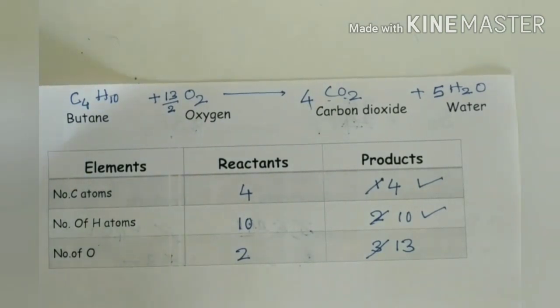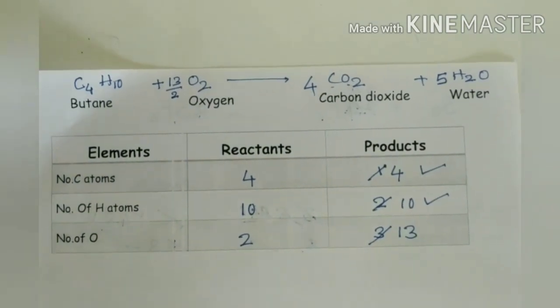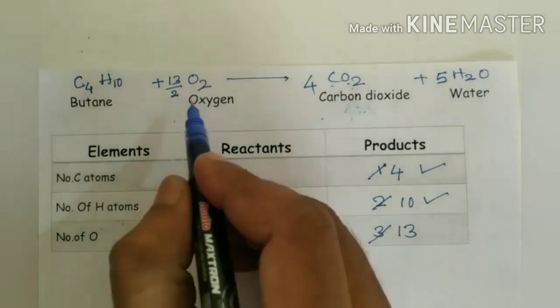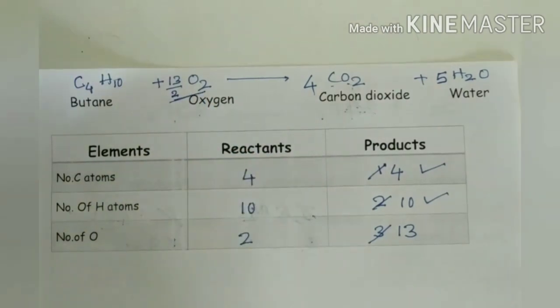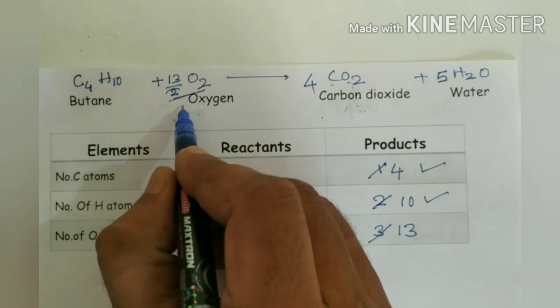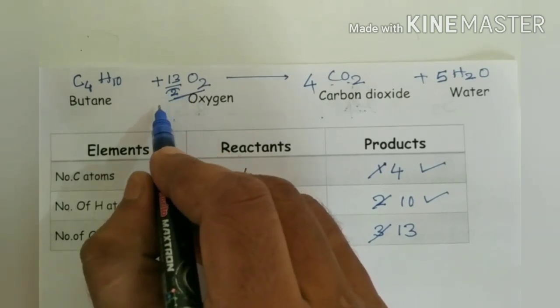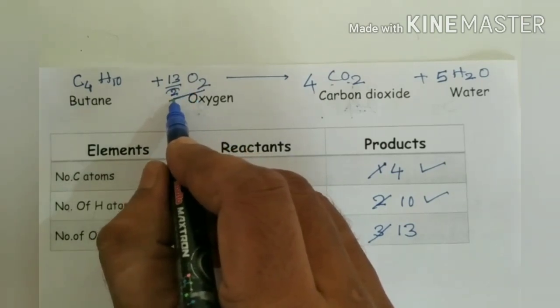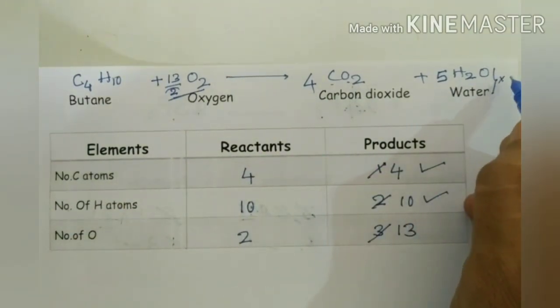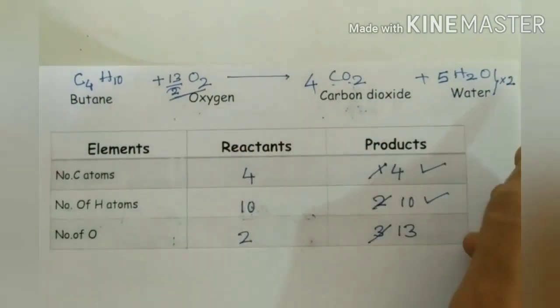But there is a condition: while balancing any chemical equation, we should not write fractions. Always write whole numbers instead of fractions. So what to do here now? This is 13 by 2. What is the denominator here? The denominator is 2. Multiply the whole equation by 2.